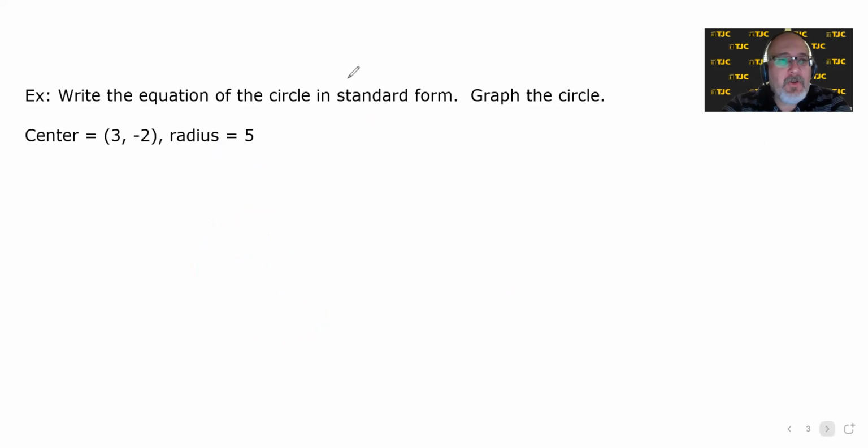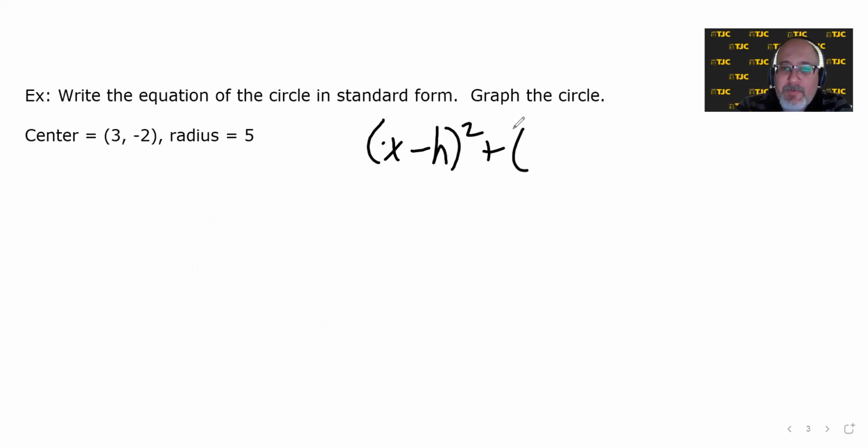All right, so we're going to do a couple of things in this first example. We're going to write the equation of the circle in standard form, and we're going to graph the circle. As far as writing the equation of the circle in standard form, all you really have to know is the general equation looks like this. The square of x minus h plus the square of y minus k equals the square of r. And you have to identify who's who.